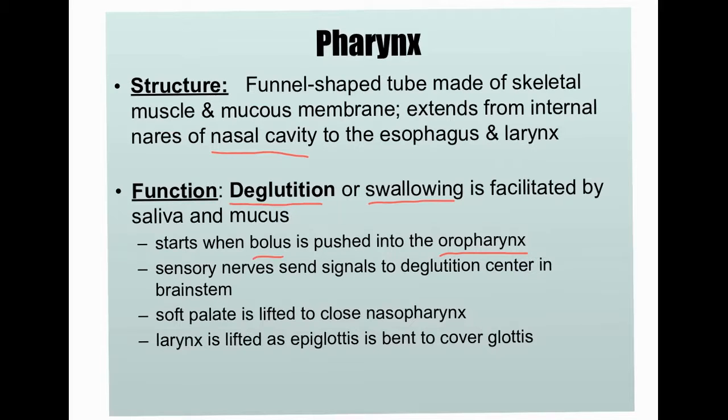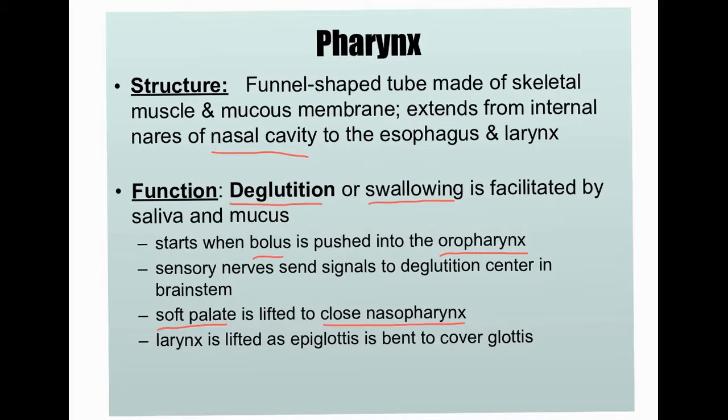Sensory nerves send signals to the deglutition center in the brainstem, so it's like the pons and the medulla, which is pretty much autonomic when this happens. You won't need to know this. The soft palate, along with the uvula, remember that's the little punching bag that's in the back of your throat, is lifted up, and that closes your nasopharynx.